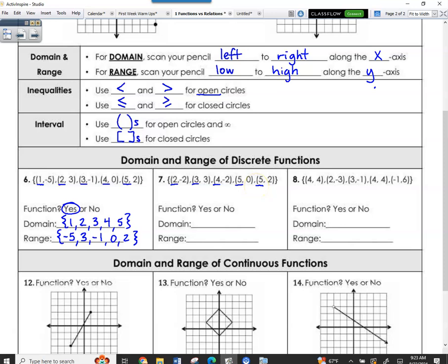All right, looking at number 7. Function, yes or no? No. Did you get 2, 3, 4, and 5? You do not have to list 5 twice. If you listed it twice, draw a line through the second one to remind you you don't need that. You only have to list it one time. And then range, did you get -2, 0, 2, 3? I put them in order. So double check yours. You may not have them in order, but you should still have the same numbers.